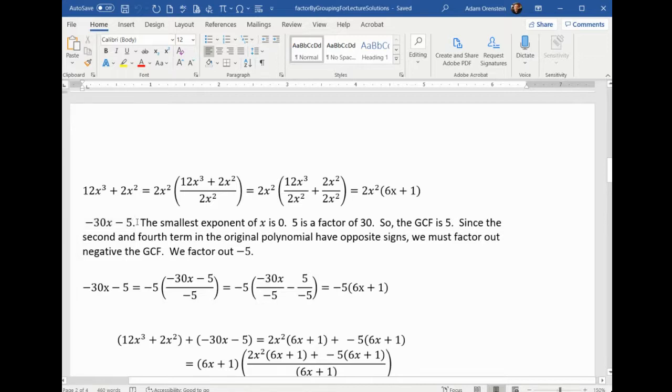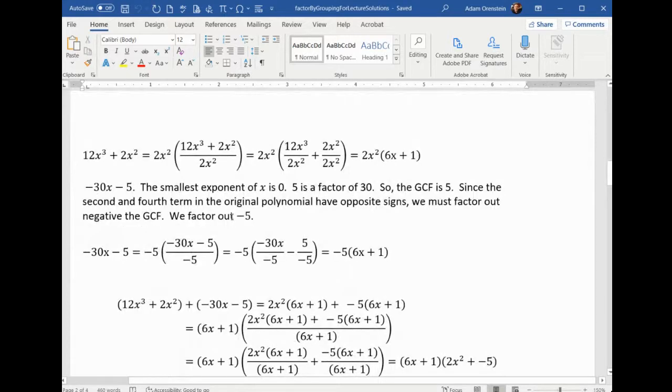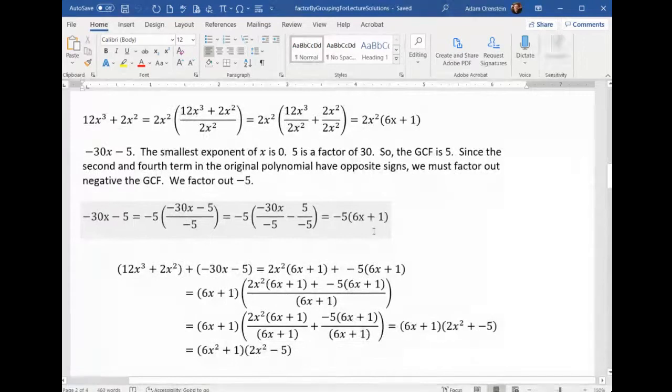But again, we have to factor out a negative. We saw that earlier. So we factor out negative 5. We factor out negative the GCF. That's what I'm doing here. Not just the GCF, negative the GCF. So here we have negative 30x over negative 5. That's positive 6 times x. Here we have minus 5 over negative 5. Same sign rules again, that's plus 1.